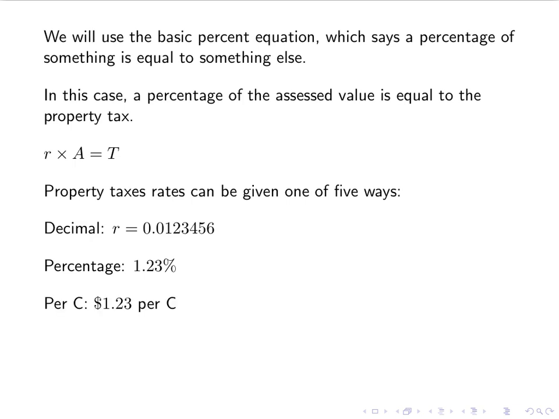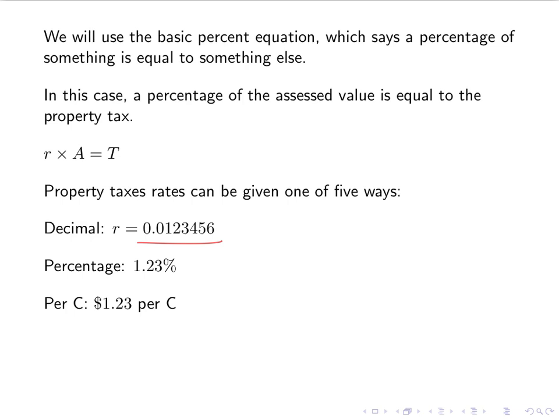It could also be listed as something called per C. So per C is the same as percent, as in it's per 100. But instead of a percent symbol, it's a dollar amount. So instead of 1.23%, it's $1.23 per C. So it's still moving the decimal from the original decimal number 2 places, because again, there's 2 zeros in 100.